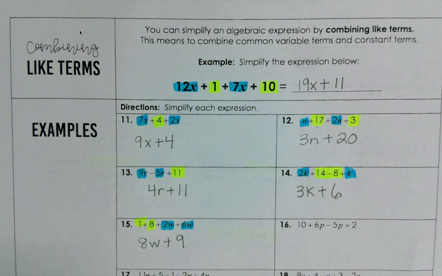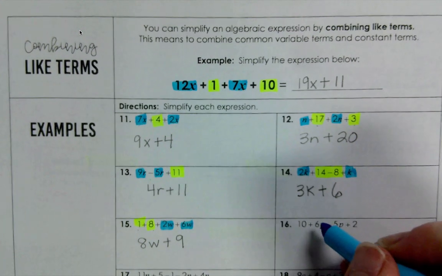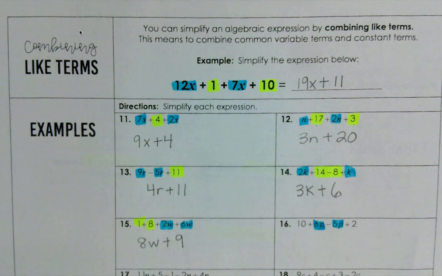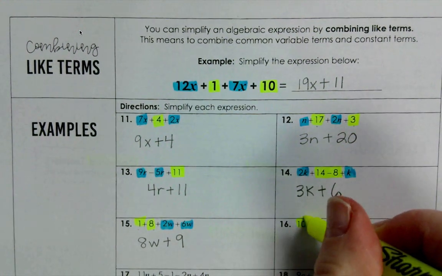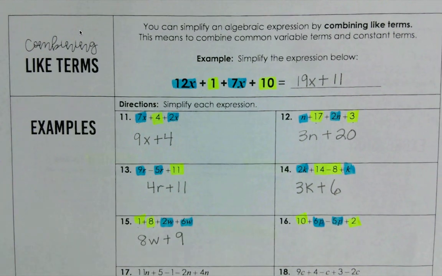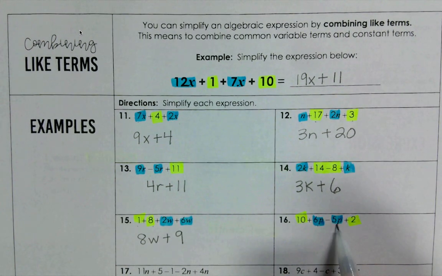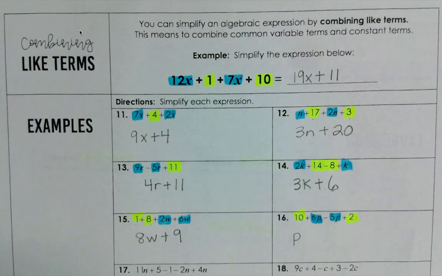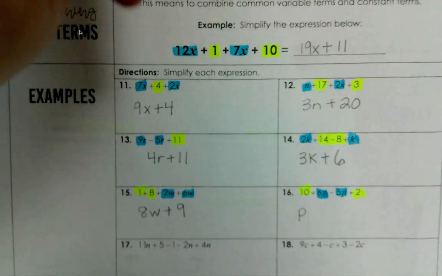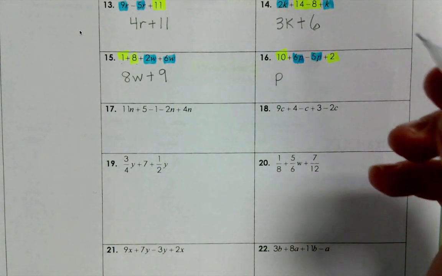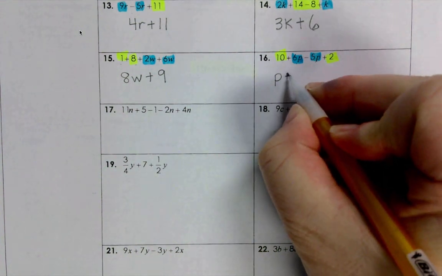So this other one here, you want coefficient variables first, 6p and 5p. And then I have a constant, 2 and 10. All right. Now, if I have 6 p's and I take away 5, I have 1 p left. So watch this. It's just going to be p. You don't put 1p in front of it. We already know it's 1 all by itself. Putting a 1 in front of the p would be redundant. And I have 10 plus 2 is 12.